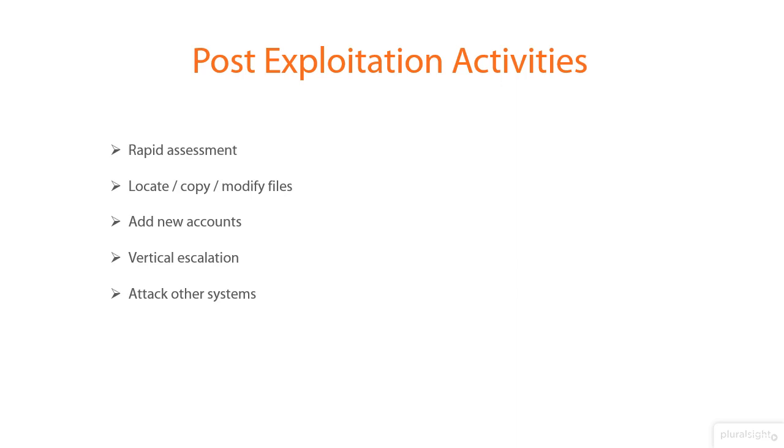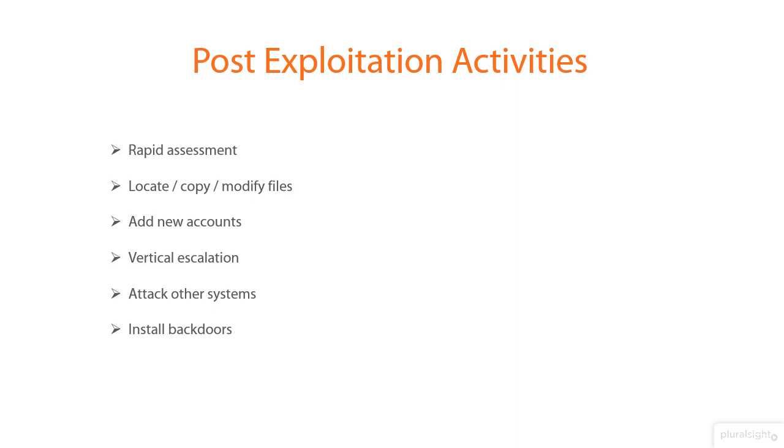Attempts to attack other data systems. That is called horizontal escalation, by pivoting the attack through the compromised system to the remainder of the network.